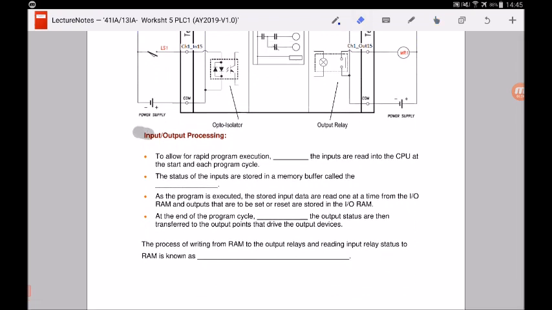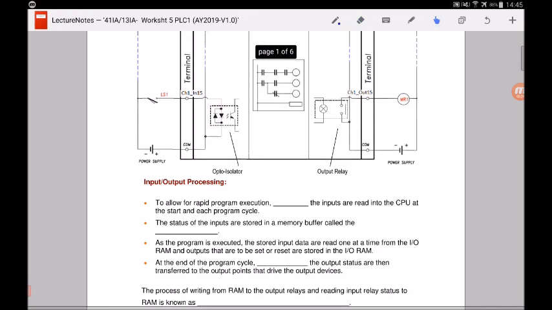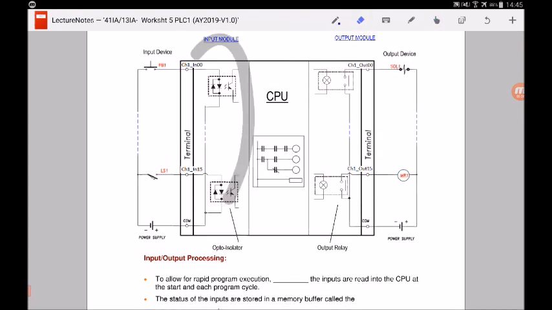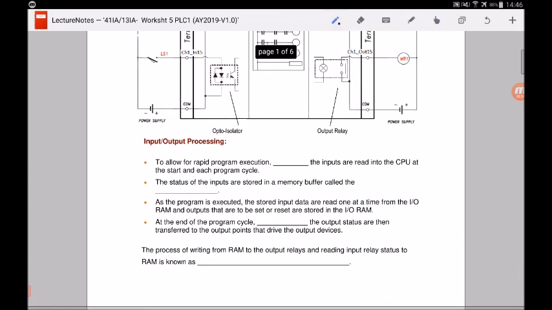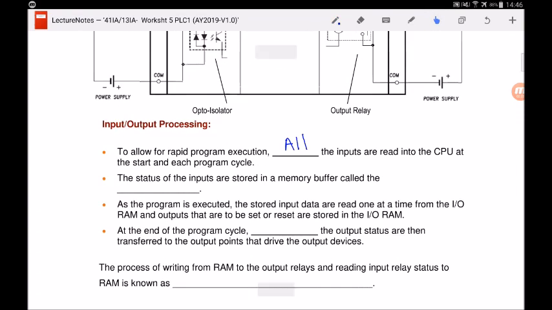Now we will take a look at the section over here, input-output processing. The input-output processing we're referring to is the input module and the output module, and how they process. To allow for rapid program execution, all the inputs are read into the CPU at the start and at each program cycle. The status of the inputs are stored in a memory buffer called the RAM. For those who are familiar with computers, you should know what RAM stands for. RAM means random access memory.